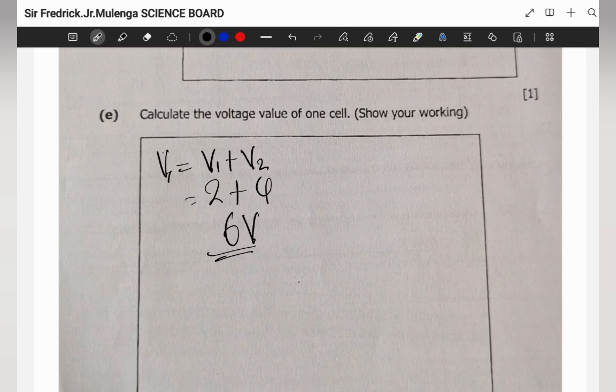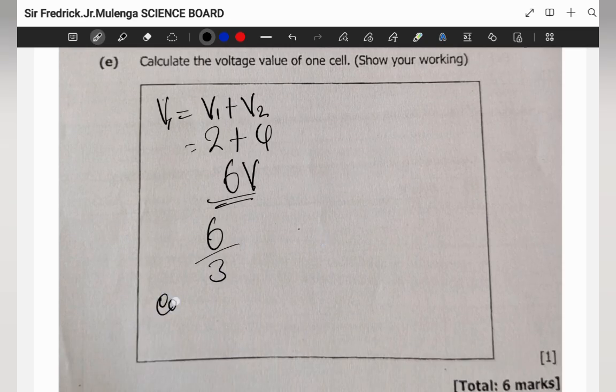So now how many batteries do we have? We have 3. So you get 6 divided by 3, and it will give you that each cell was emitting what? 2 volts. That's one way of handling this question.